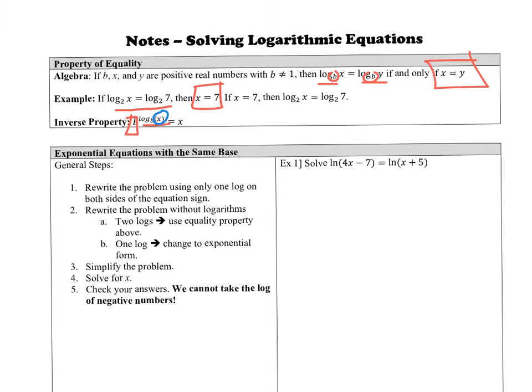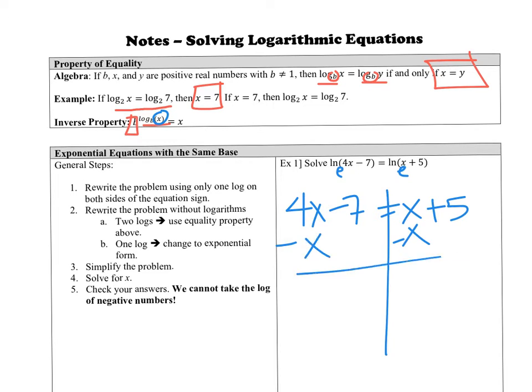So for example 1, we have natural log of 4x minus 7 and natural log of x plus 5. Remember, natural log has the same base e. So basically what we're going to do is have 4x minus 7 equal x plus 5, and we have an algebraic equation there. So we're going to get the x's to one side and our constants on the other. Because I don't want a negative x, I'm going to subtract this x, and I'm left with 3x minus 7 equals 5.